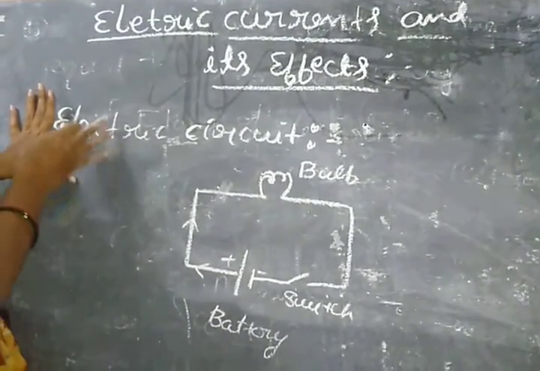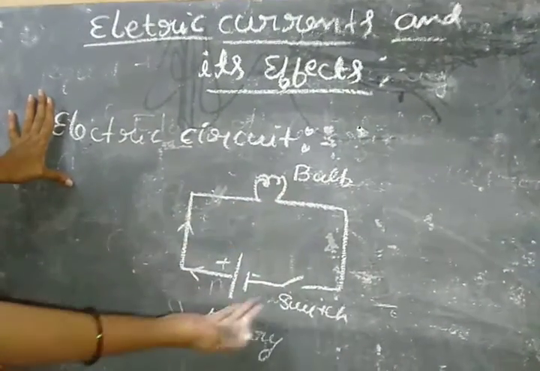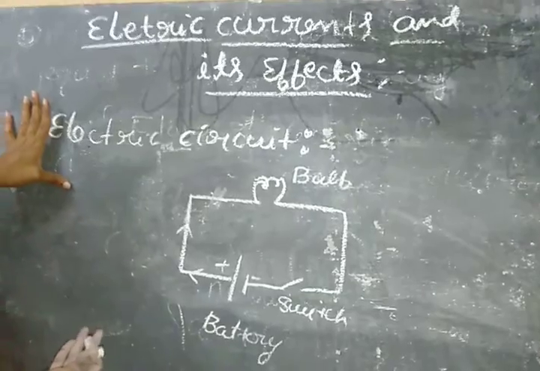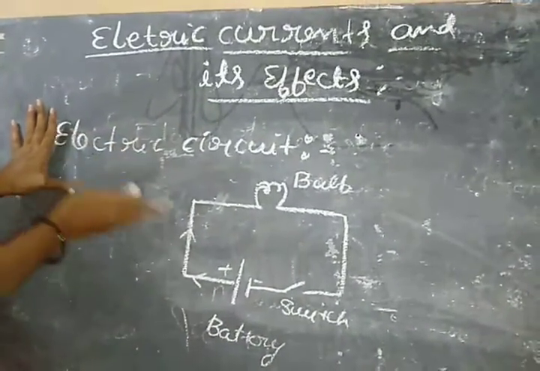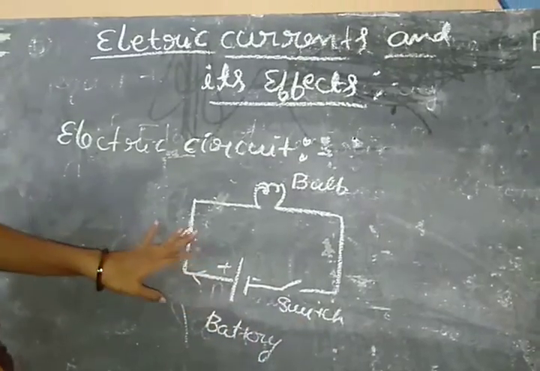The electric circuit is mainly composed of the components bulb, switch and battery. Okay, and the wire. The electric circuit is mainly composed of the components bulb, battery, switch and wire.